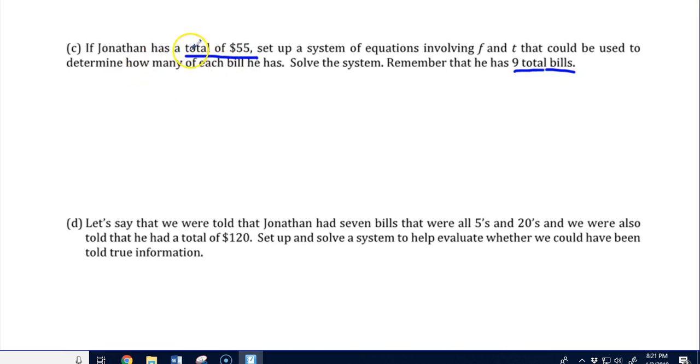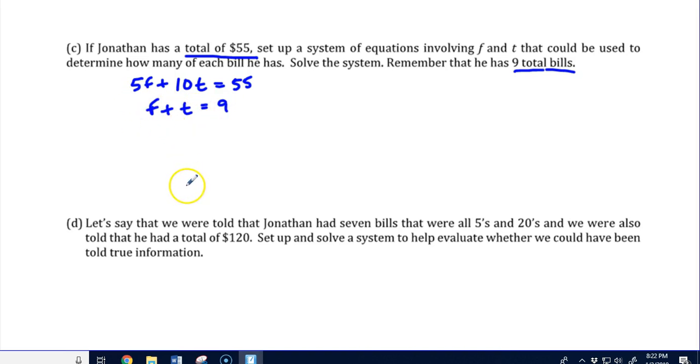All right, so we already established that 5f plus 10t is what the money's worth, right? And that added up to be 55. Well, I could probably continue down my table a little further, right? I see how the pattern goes and get my answer, but let's play along with this, okay? And that he has 9 bills, so that means the f plus the t have to add up to 9, because that's how many 5s he has, that's how many 10s he has.